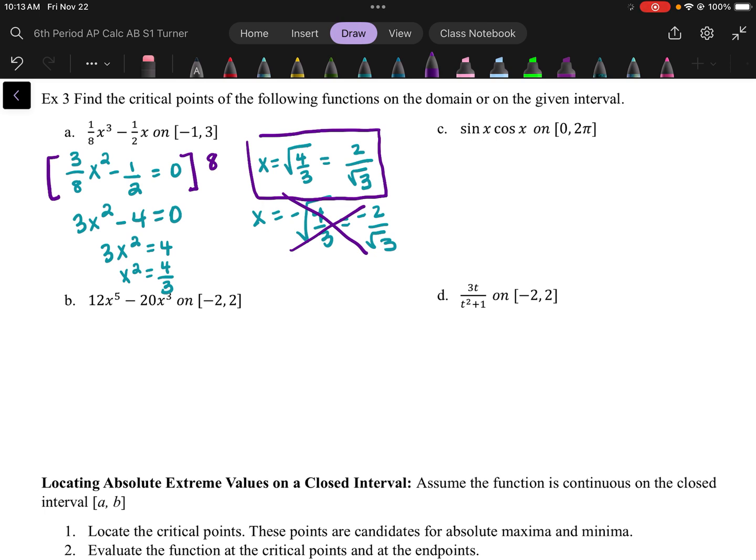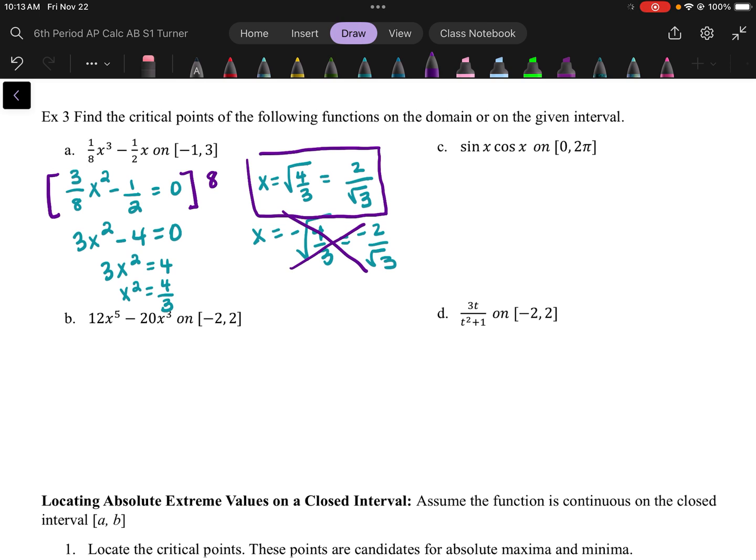Okay, I want you guys to try B, C, and D. Remember on C that you do need to use the product rule. And then you'll need to use a little bit of your unit circle knowledge in order to find the critical points. And then on D, you're going to need to use quotient rule. And I'll post those answers in the class notebook so that you guys can check on those as well. But I do want you to try them and practice them.